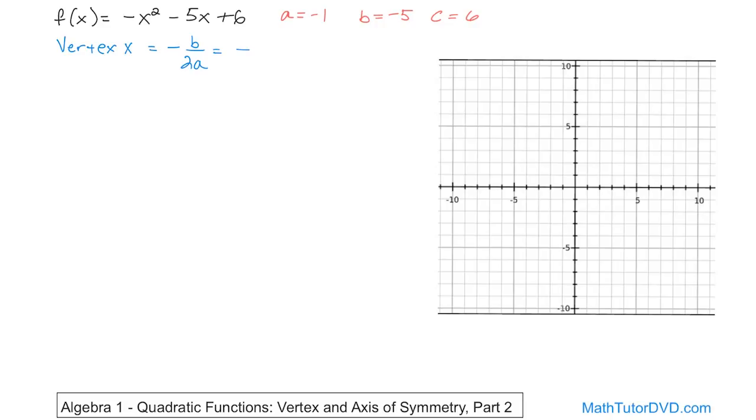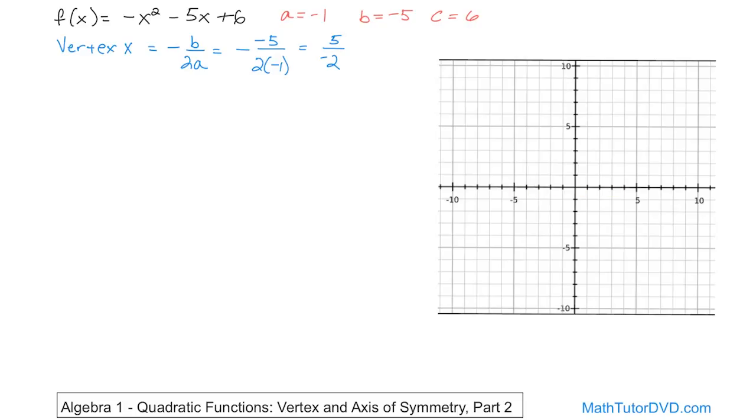So it's always negative. Now b, in this case, is negative 5. You can see it right there. So the negative 5 has to go on top, 2 times a, but a is also negative. You have that on the bottom. So really what you have is, if you multiply this here, you'll just have a positive 5, and on the bottom you have a negative 2. So negative 5 halves.